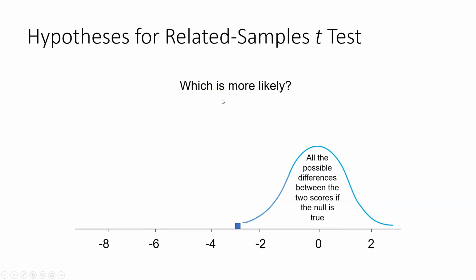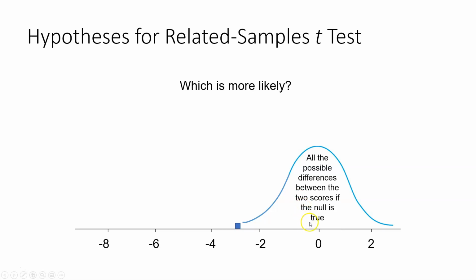So, conceptually, we need to make a distinction here between two possibilities, and we have to decide which is more likely. This is the distribution of all the possible differences between the two scores if the null is true. So if swearing doesn't actually help at all, then we would expect the people's pain score when they swear and the people's pain score when they're neutral to be about the same, to have no difference. And if you took all the possible differences and you computed them, you'd find that most of them are 0 or a little higher than 0, a little lower than 0, but they center around 0 because there's no benefit to swearing.